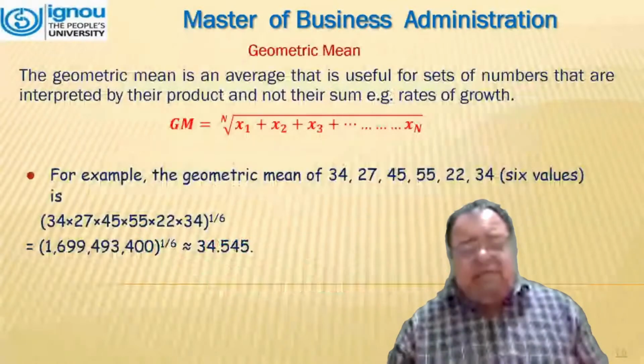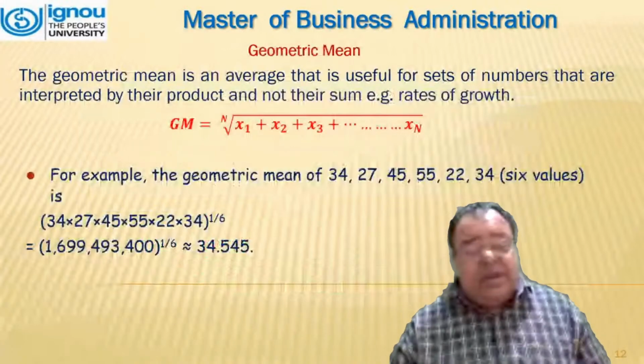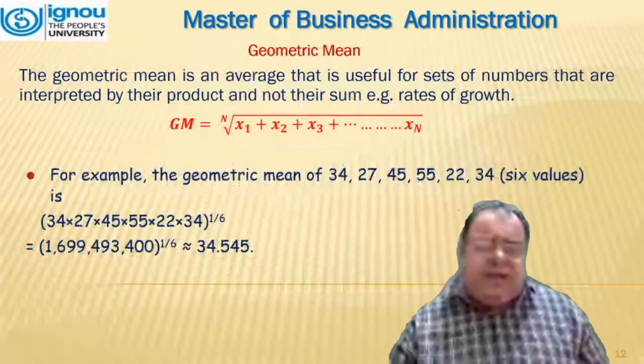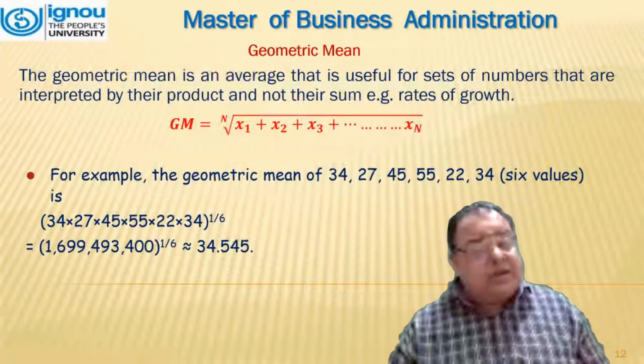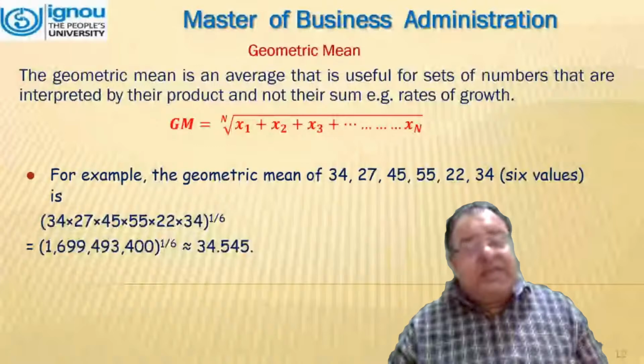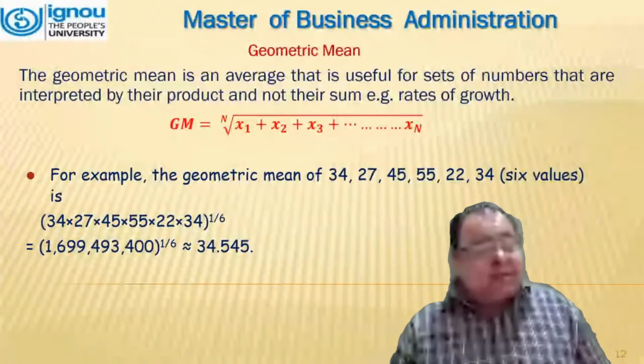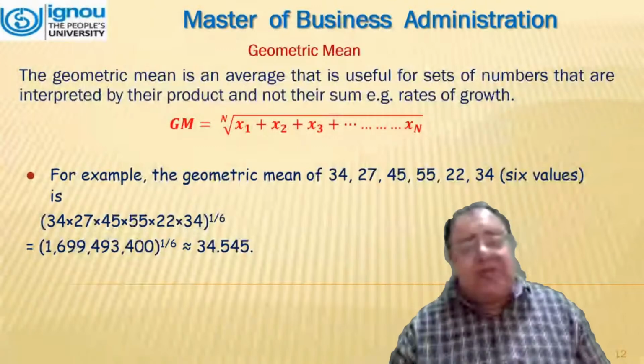Now comes geometric mean. The geometric mean is an average that is useful for sets of numbers that are interpreted by their product and not their sum. That is rates of growth. So we have a relation: geometric mean is the nth root of x1 times x2 times x3 till xn.